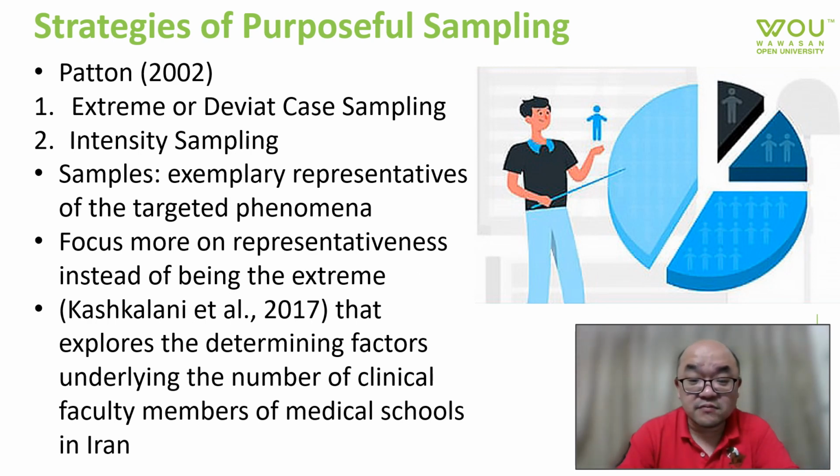Yeah. So they are the ones who will be able to provide information regarding the particular topic that you are studying. If the case or the topic itself is not really something extreme, as mentioned just now, then you could use intensity sampling. This is where instead of looking for the extreme cases, you look for the exemplary representation. Someone who would be the most representative of the particular case that you are looking at. Again, you are not looking for extreme, you are looking for whether they represent it.